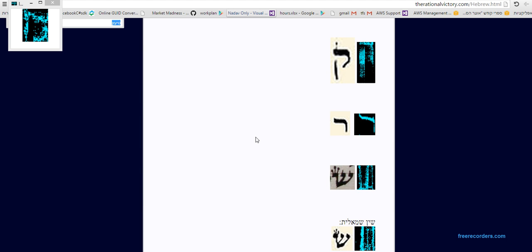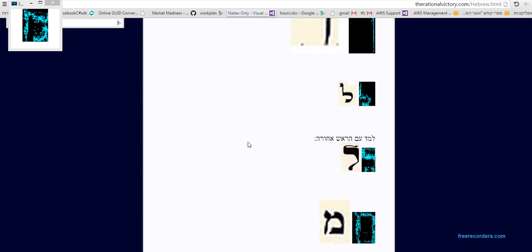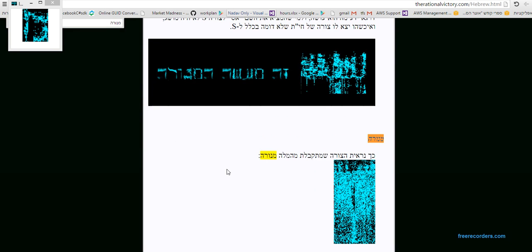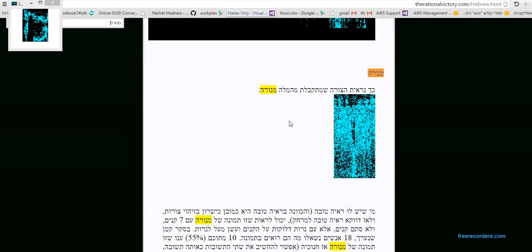Now we're going to see something else that is pretty amazing, in my opinion. This is the frequency graph of the word menorah. Now menorah is a lamp. It was in the temple. It is said in the Torah that it has 7 candles.